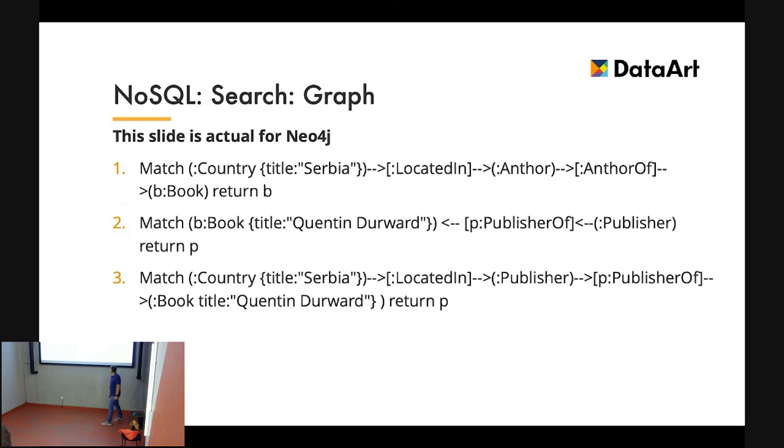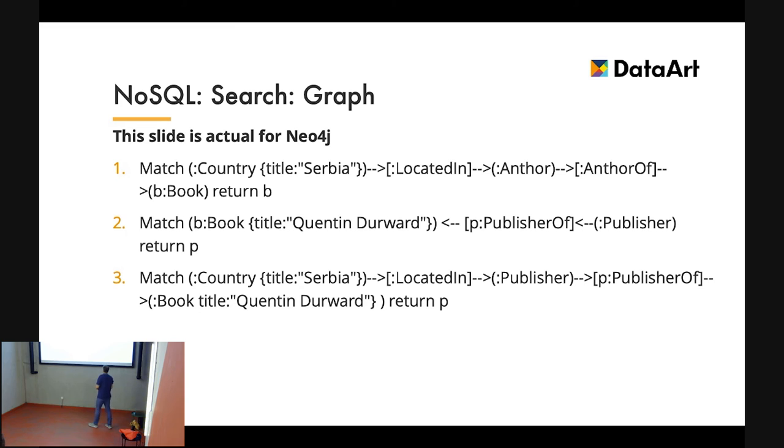And these are queries for Neo4j, which has a language kind of like Cypher. What is it? Firstly, we try to find the country where the title is Serbia. After it, we use the outgoing relationship located in. By this location, we will find all authors. After it, we use the outgoing relationship author of, and we find all books and return them. And you will see what this looks like: these three objects and two relationships.